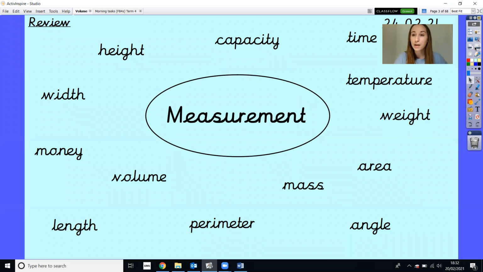Okay, so we are starting to look at something new over the next few maths lessons. It's a part of the measurement topic in maths. So I just wanted to start with looking at measurement in general and looking at the different vocabulary we might use when we're talking about measurement.